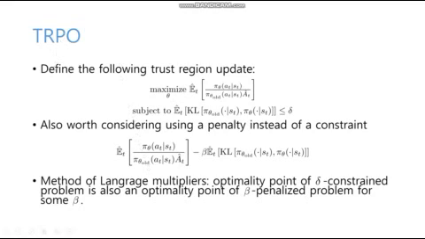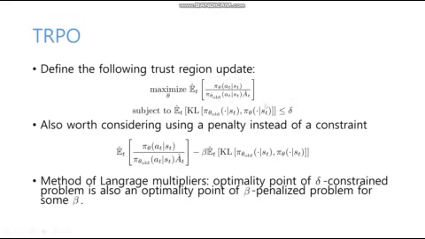Now it's TRPO. Let's define the following trust region update. So this is our surrogate update. We're going to maximize this under theta, subject to a constraint. So KL divergence of the old policy and the new policy should be less than or equal to delta. So this basically means we want to maximize this quantity, but we don't want our policy to change too dramatically.